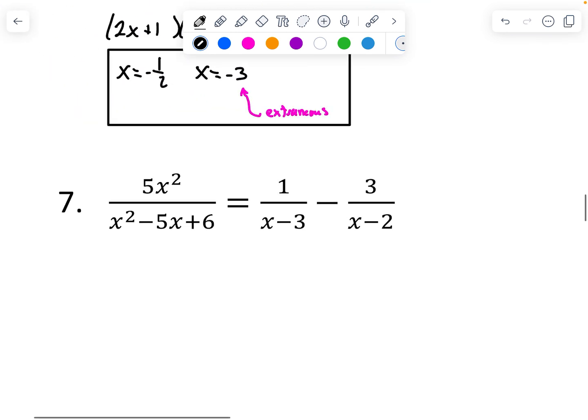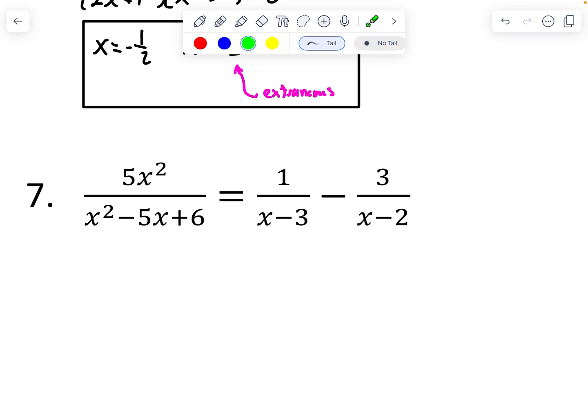All right, number 7, we start with a quadratic down here. So double bubble that into x minus 3 times x minus 2. So we don't need that anymore. And then this needs an x minus 2, this needs an x minus 3.